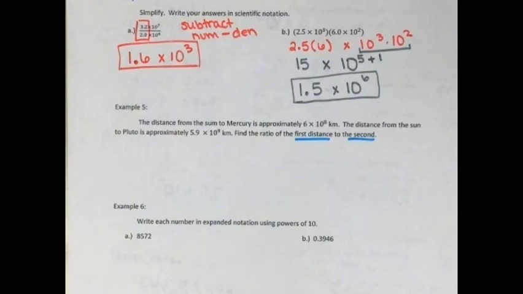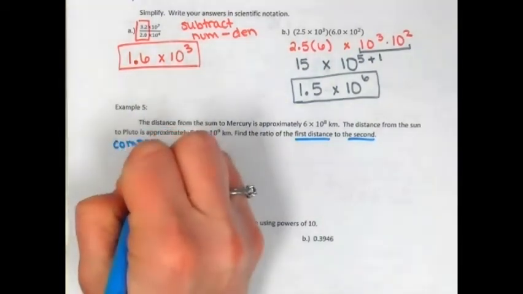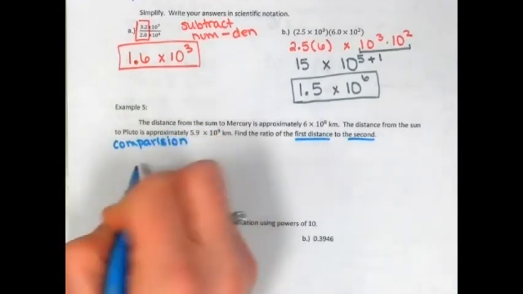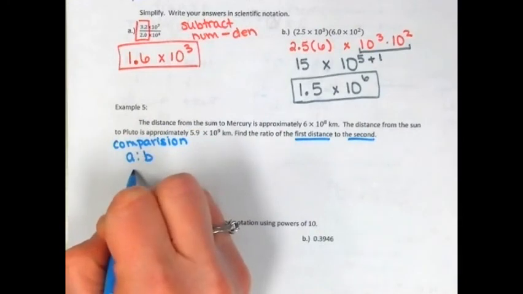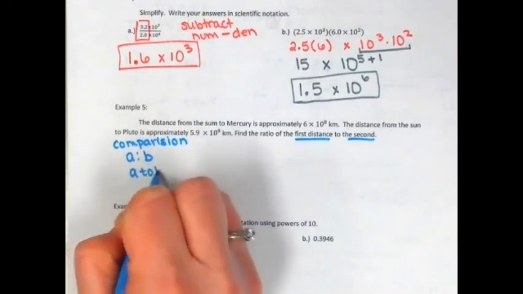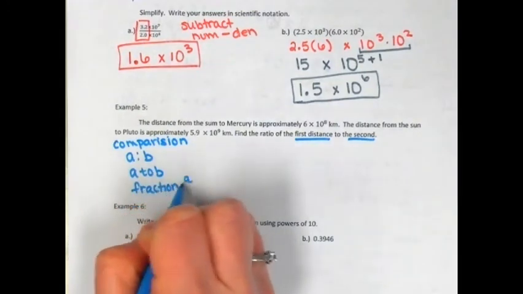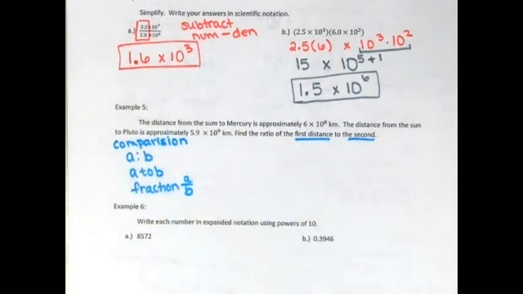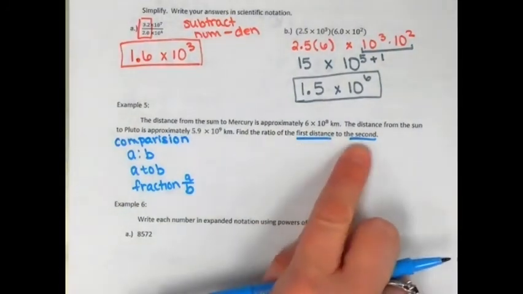Not necessarily. The bigger number does not necessarily have to be in the front. There's 2 dots. It's just a comparison. And remember, with those comparisons, we can write it 2 ways. We can either write it with the 2 dots, or we could write it with the word "to," or we could write it as a fraction of A over B, right? Now, it tells us what we want to compare. It wants to compare the first distance to the second distance.